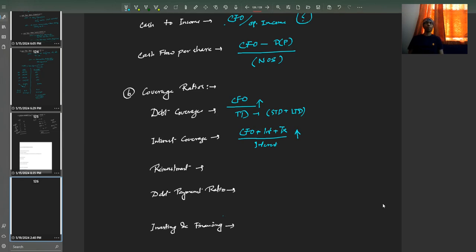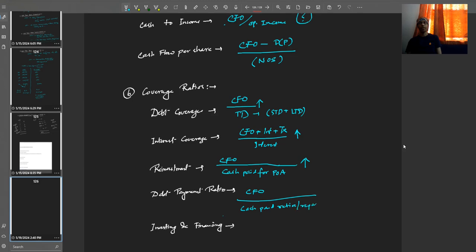Reinvestment ratio. This is basically CFO divided by cash paid to retire long-term debt. Cash paid to retire or repay long-term debt.